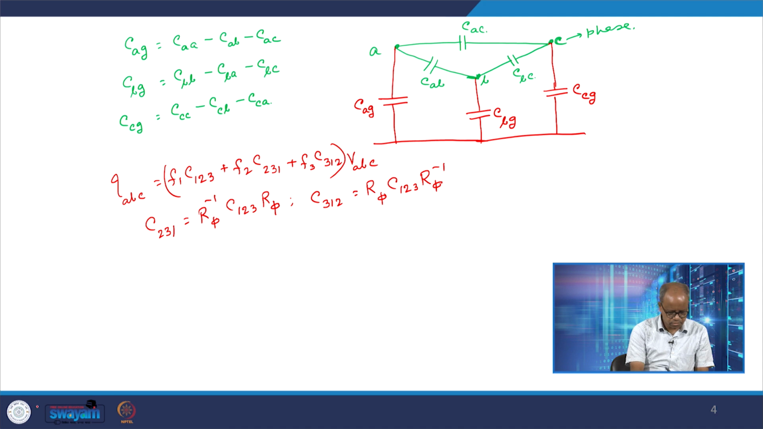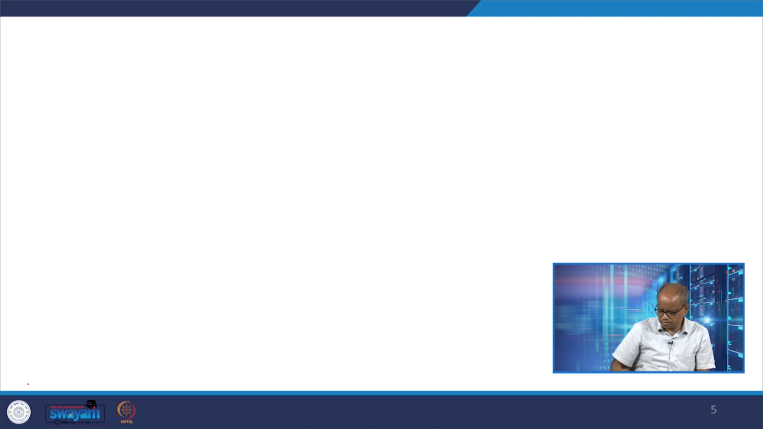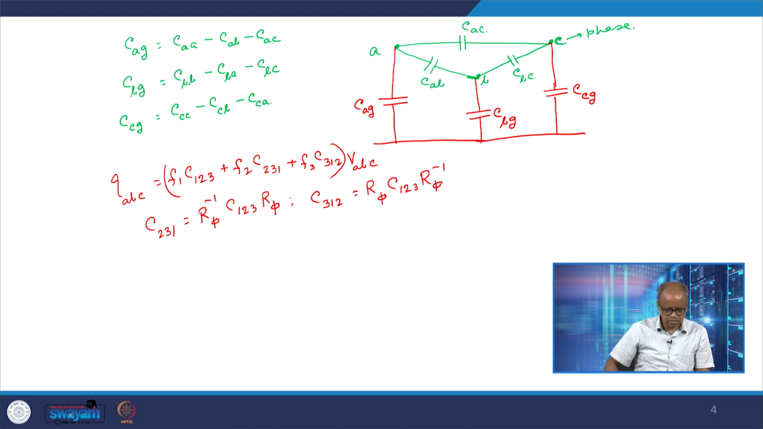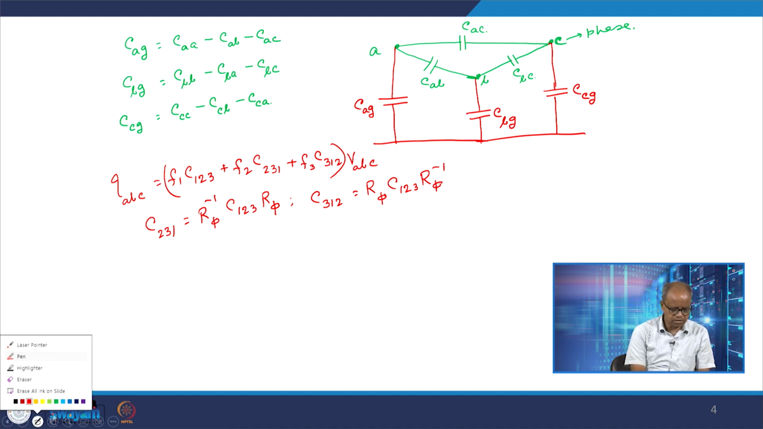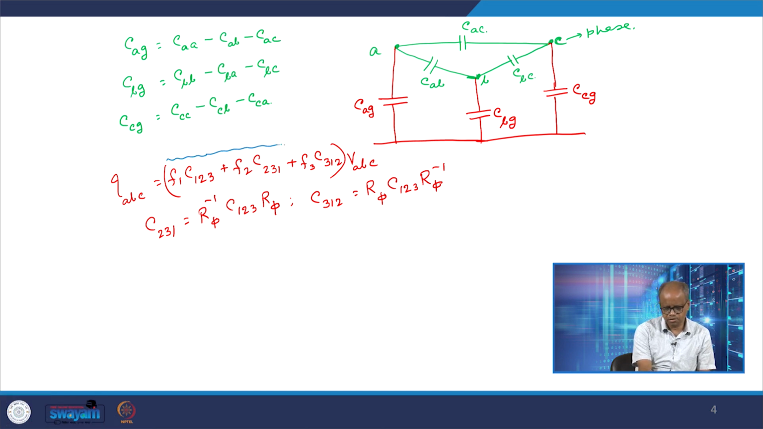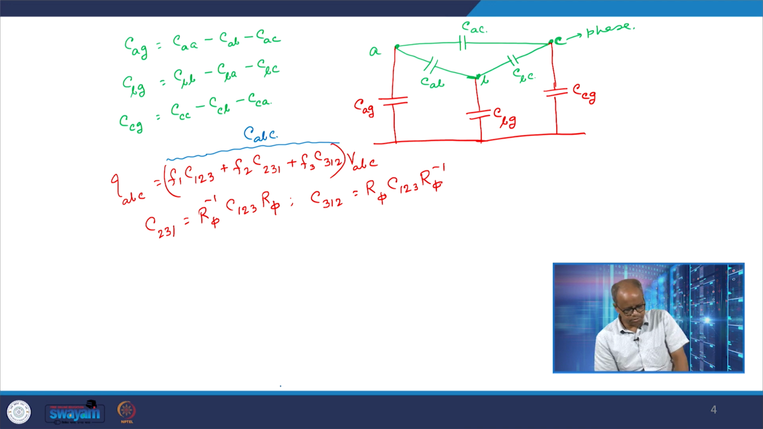So I can say that this would be the composite CABC matrix. By this expression, we can find the composite, or rather the final, capacitance matrix of any three-phase transmission line when it also undergoes the operation of transposition.